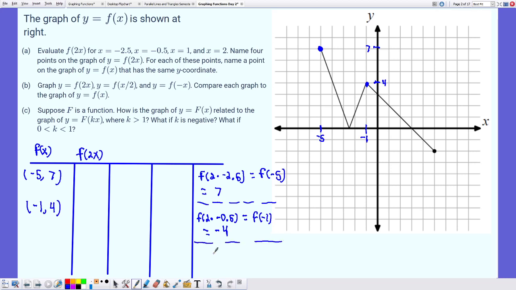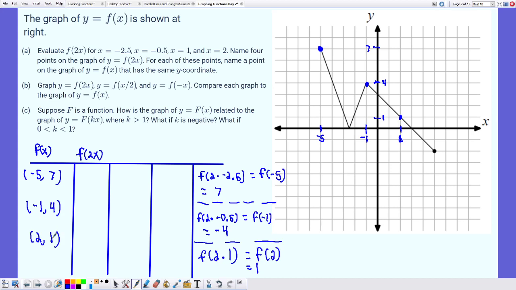After that, we want to do f of 2 times, and then we have x equals 1. 2 times 1 is 2, so we want to find f of 2, which gives us a y value of positive 1. So when your x is 2 on f of x, your y value is 1.